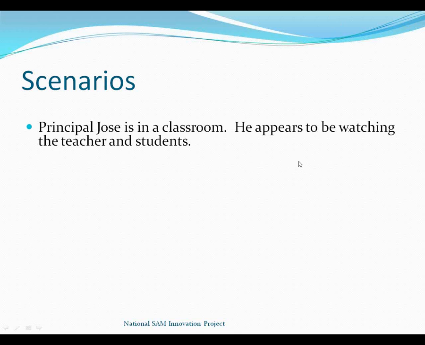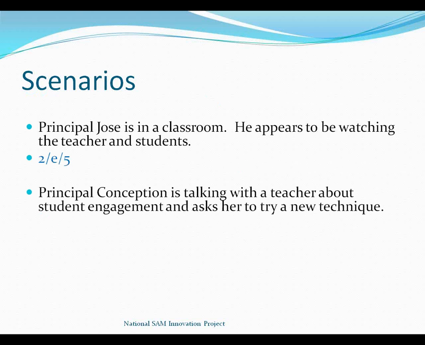Let's see if D is right. And I think you already know, because that was just perfect. 2E5. Very good, D. Principal Concepcion is talking with the teacher about student engagement and asked her to try a new technique. Barbara Wade, what do you think? 2 for instruction, and principal is giving direction.